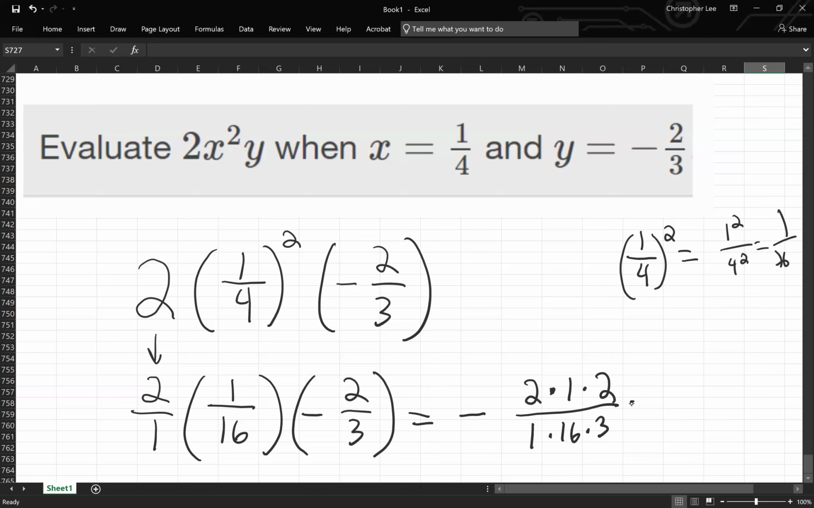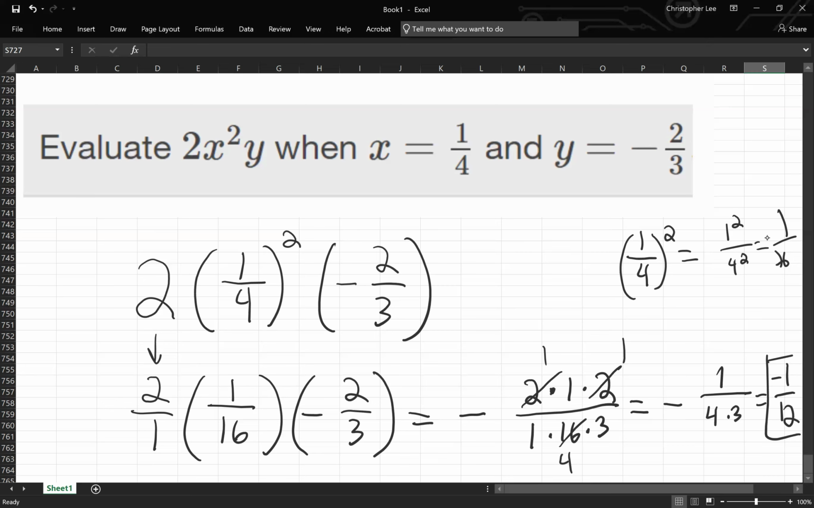I don't feel like breaking up the 16, but you guys know that 2 times 2 is 4, right? And we know that 4 goes into 16 how many times? 4, right? So I'm just gonna cross these out. 1, 1. I'm gonna cross out the 16 and make that 4. So this is just gonna be negative 1 over 4 times 3. Call that negative 1 over 12. And that's my answer.